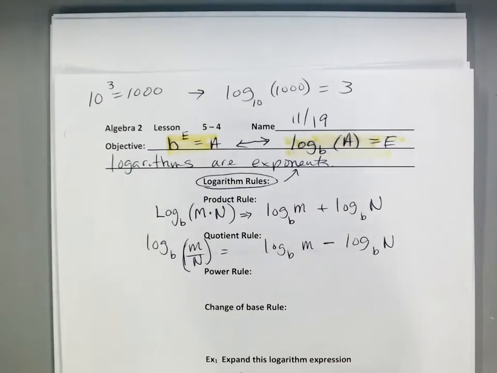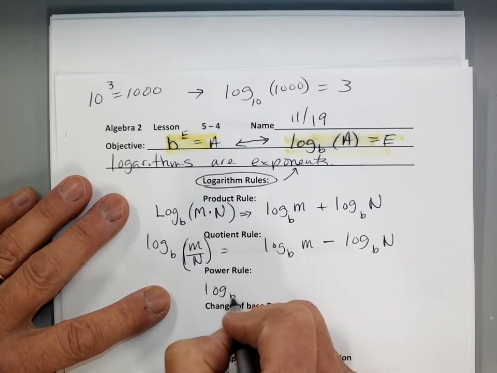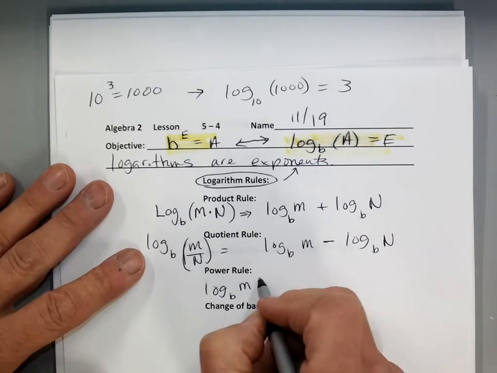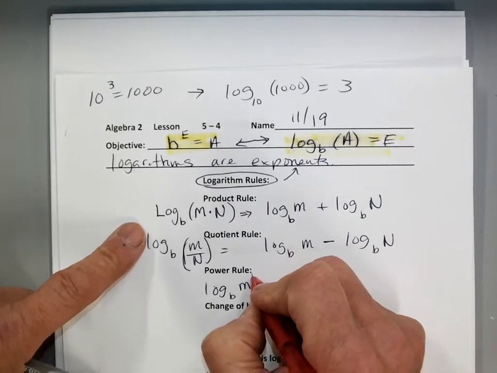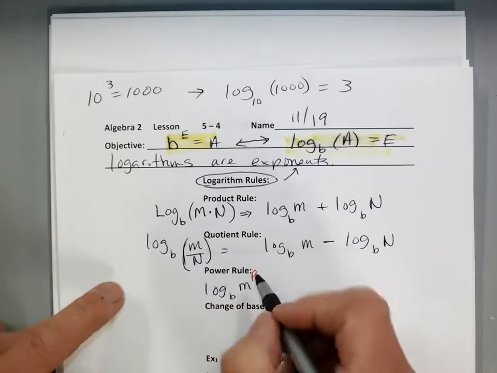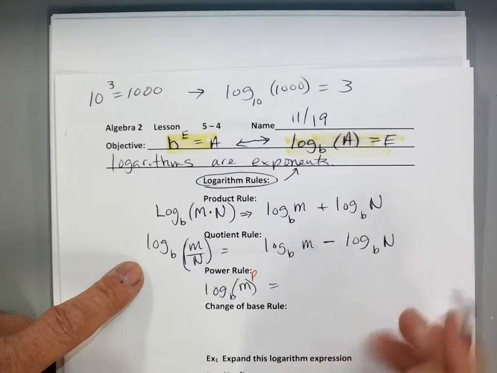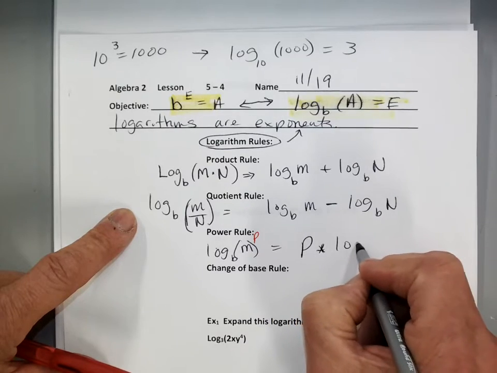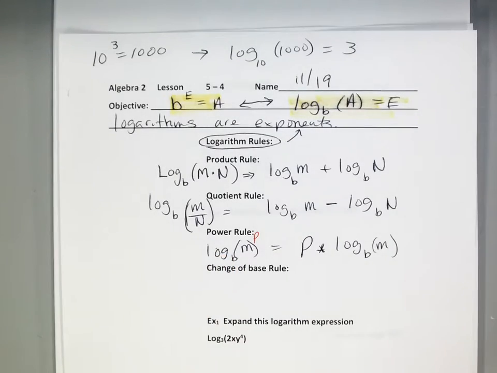Now the power rule. If I have log of some base b of some expression m to the power of any power, we'll say p, an exponent to an exponent, you multiply the exponents. So we're going to have p times the log base b of m. We're going to show you how all these work in just a little bit. We just want to write these rules down.